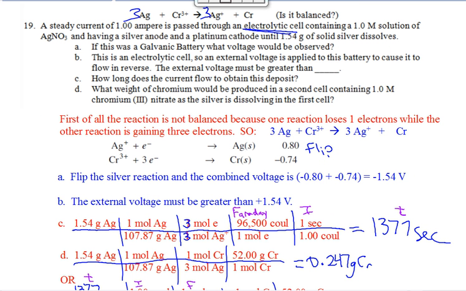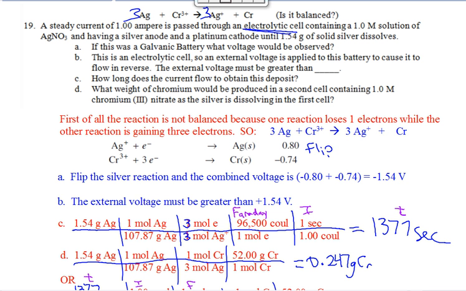On the back, a steady current of 1 ampere is passed through an electrolytic cell, meaning everything's going backwards, containing a 1 molar solution of silver nitrate, having a silver anode and a platinum cathode until 1.5 grams of silver dissolves. If this was a galvanic battery, what voltage would be observed?